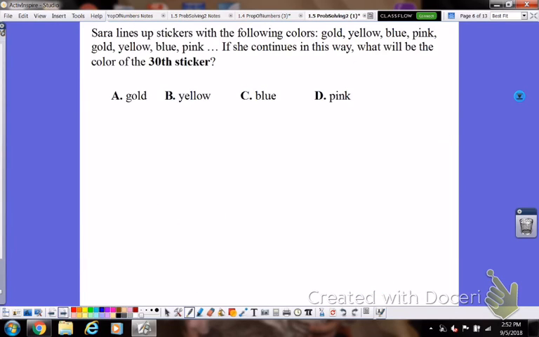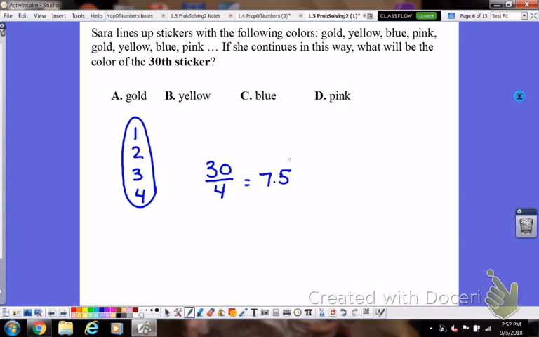Alright, we've got one last problem to do. Sarah lines up stickers with the following colors: gold, yellow, blue, pink, gold, yellow, blue, pink. If she continues in this way, what will be the color of the 30th sticker? Okay, so I've got 1, 2, 3, 4. I have 4 colors. So each time we go through, I have 4 total. So if I did 30 divided by 4, because there's 30 total, 4 in each grouping, that gives me 7.5.